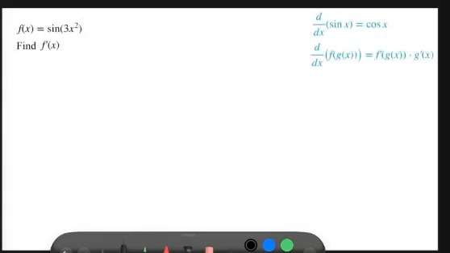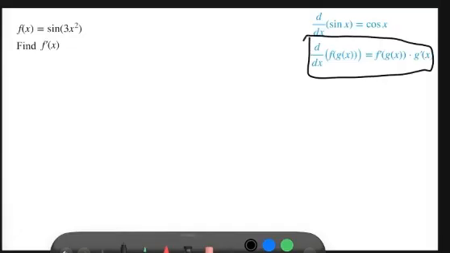Okay? And next question, we have sine of 3x squared. So now we have a composition. So this is a chain rule problem, as shown on the top right. So here, the outer function is sine u, and the inner function is u equals 3x squared.